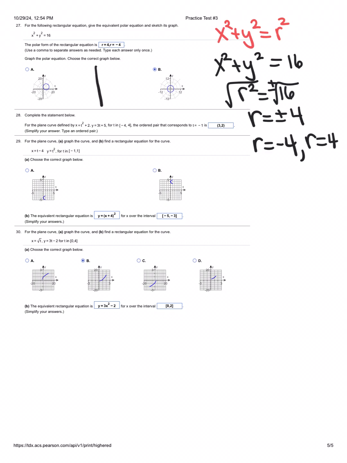So if you go to mark your center, which is at 0, 0, we're going to go right 4: 1, 2, 3, 4; left 4: 1, 2, 3, 4; up 4: 1, 2, 3, 4; down 4: 1, 2, 3, 4. And that's just a circle.